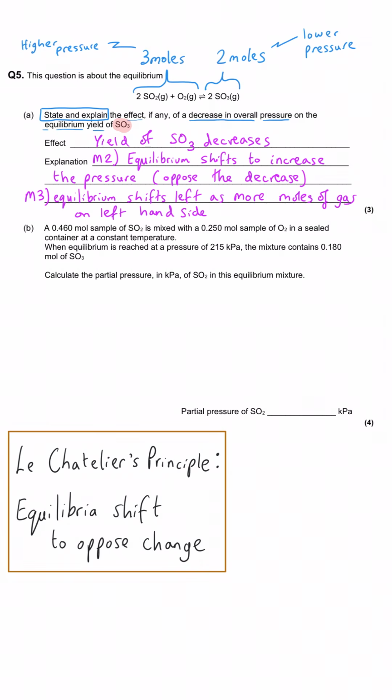In part B, we're told that a 0.460 mole sample of SO2 is mixed with a 0.25 mole sample of O2 in a sealed container, that means it's a closed system, at a constant temperature. When equilibrium is reached at a pressure of 215 kilopascals, the mixture contains 0.180 moles of SO3, and we're commanded to calculate the partial pressure in kilopascals of SO2 in the equilibrium mixture.